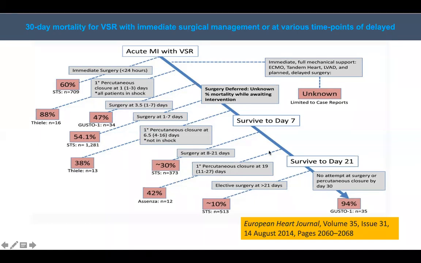In this GUSTO trial, of those patients who waited from the acute MI, 94% just died with no attempt at surgery. Most died within 30 days, 94%. There are some patients where we need full mechanical support like ECMO, TandemHeart, or LVAD, but this is unknown, because only case reports exist in the literature. I also suggest you read this paper, a very interesting paper.